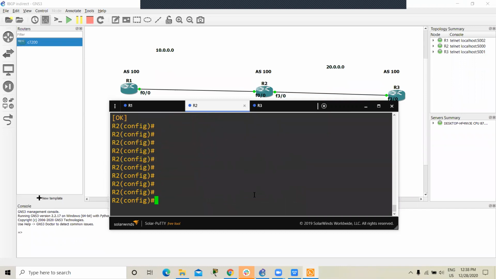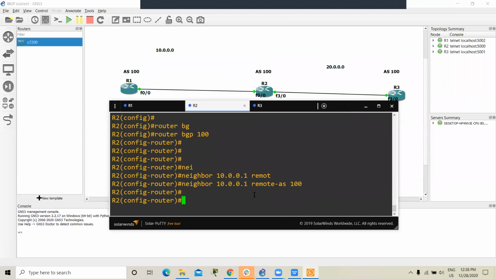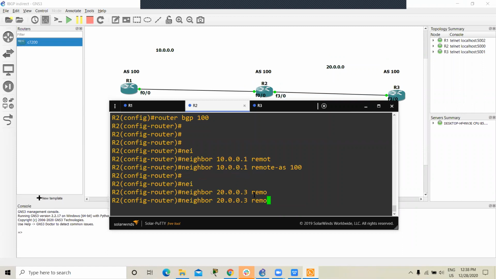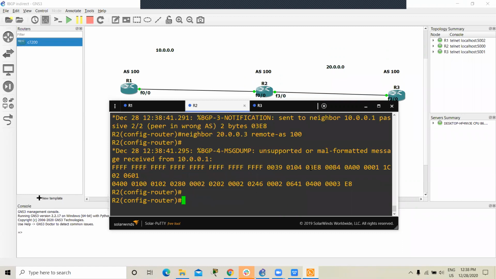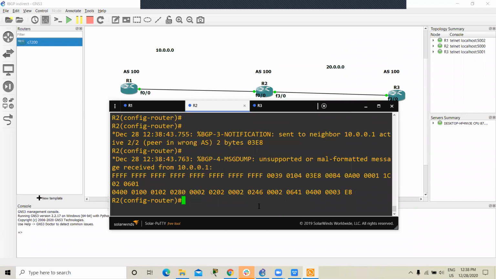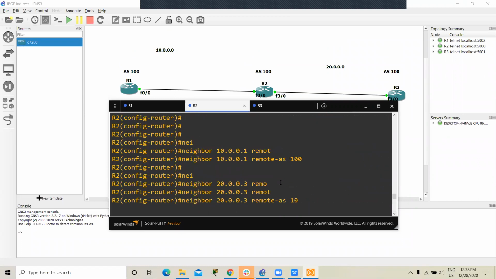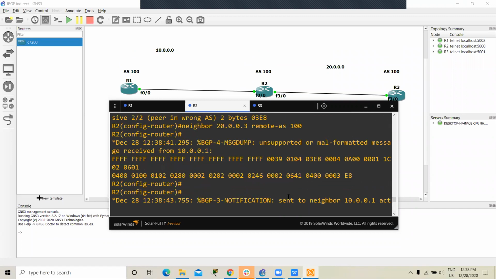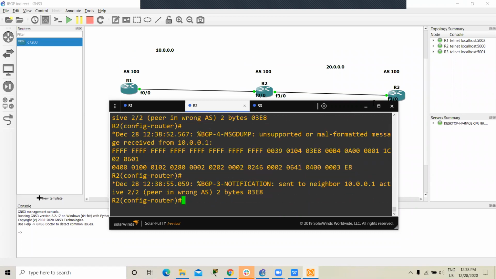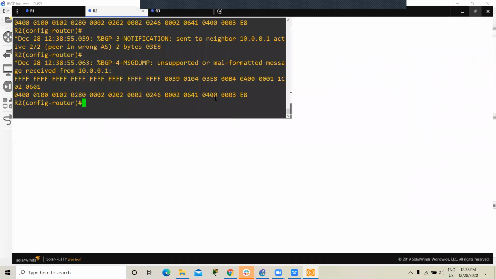Come on router 2. Router BGP 100. Neighbor is 10.0.0.1, remote AS 100. Neighbor is 20.0.0.3, remote AS 100. Wait. Unsupported outbound forward.